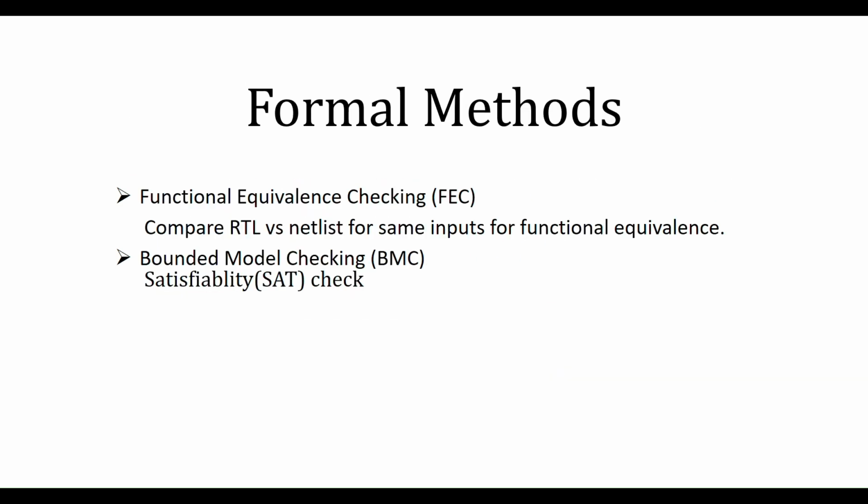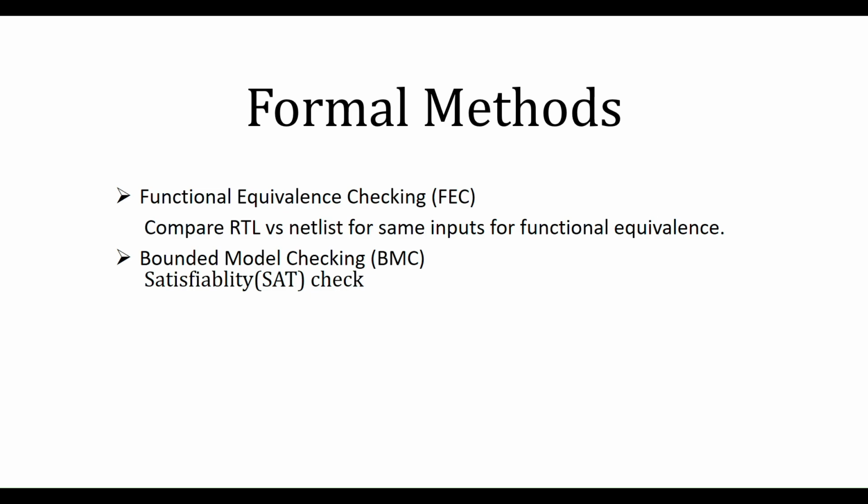The formal methods are functional equivalence checking and bounded model checking. In functional equivalence checking, we compare the RTL versus the netlist for the same given input for functional equivalence. And then there is bounded model checking. Bounded model checking proves the properties of a design for a limited time and clock cycles. The satisfiability test is one example of bounded model checking.